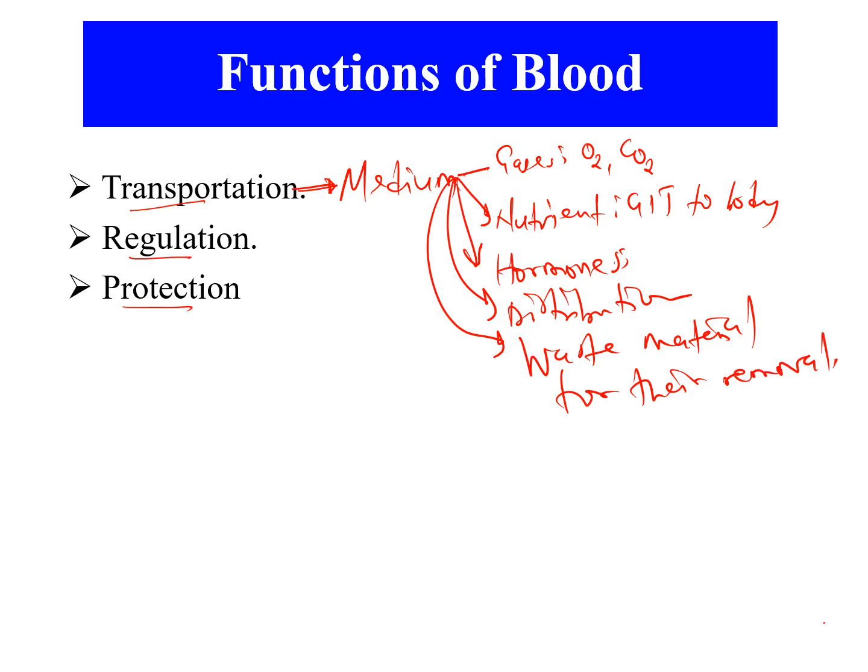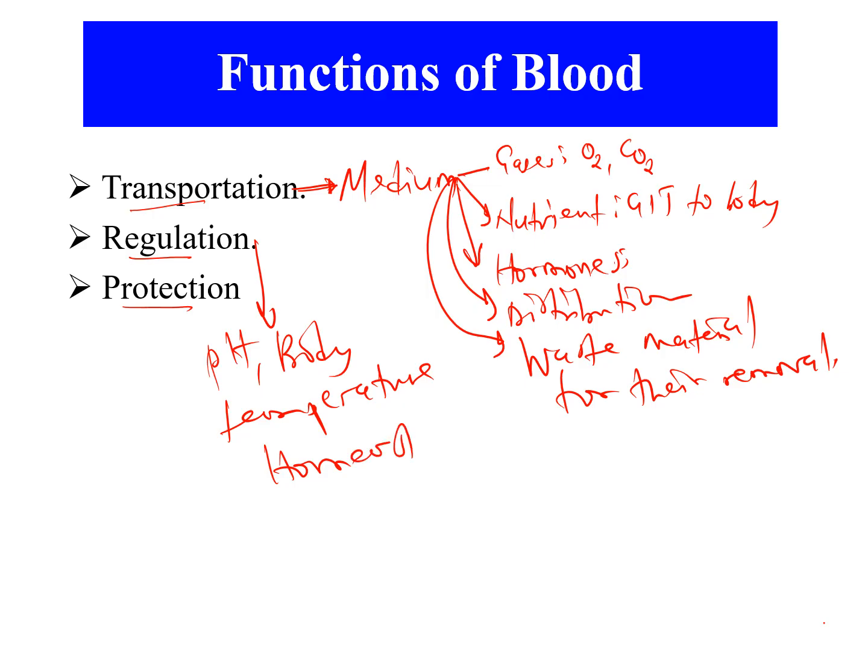The second function of blood, which is regulation: blood plays a role in the regulation of pH. It plays a role in the regulation of body temperature, and it also plays a role in the regulation of homeostasis of body fluids.